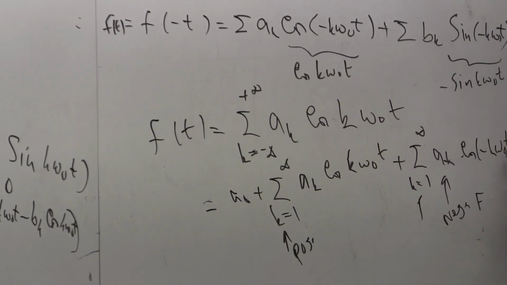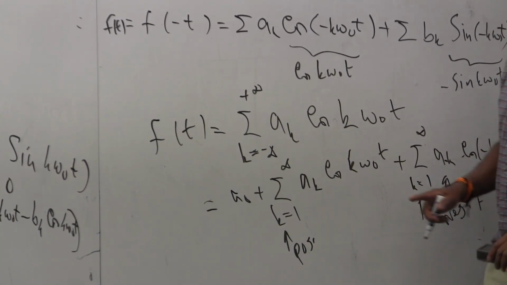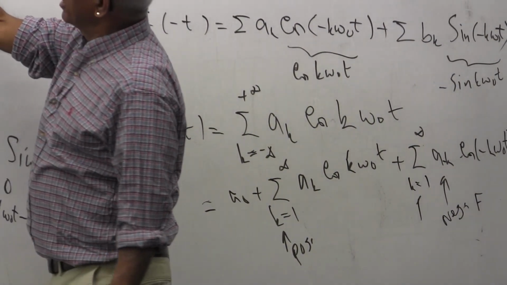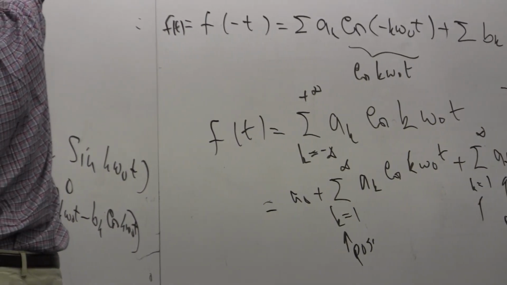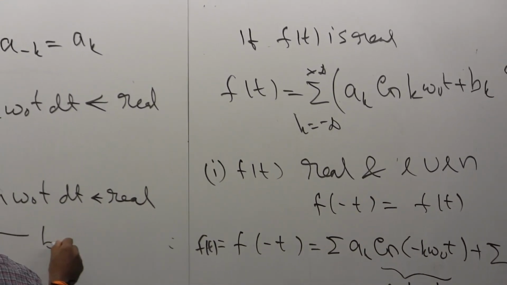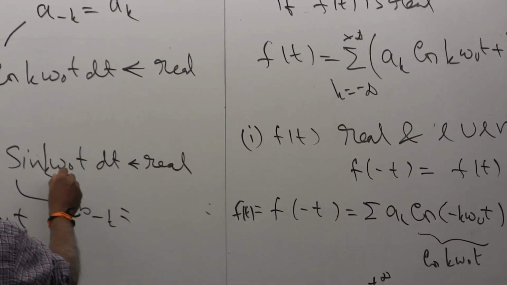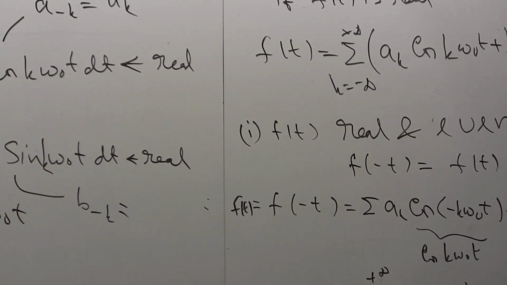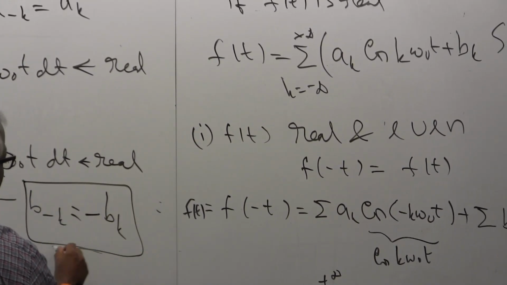So anybody, cosine of minus theta is? Cosine theta. What is a minus k? Let's look at here. You put minus here, that means we put minus here. So a minus k is the same as ak. So we have another result here. When I'm here, let's also do b minus k. What is it? If I put minus k here, this k becomes minus k. Sine of minus theta is minus sine. So this is minus bk, right? We need that a little later.